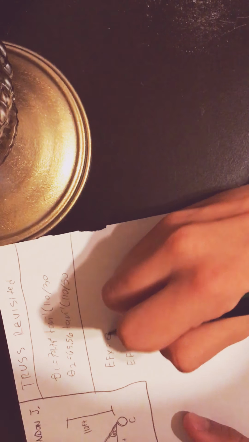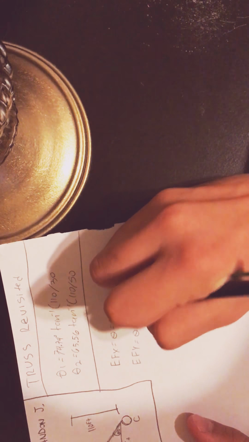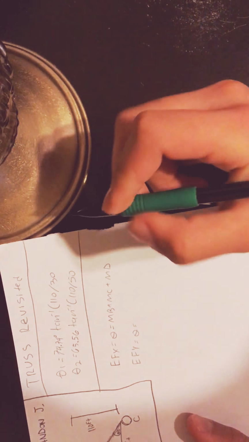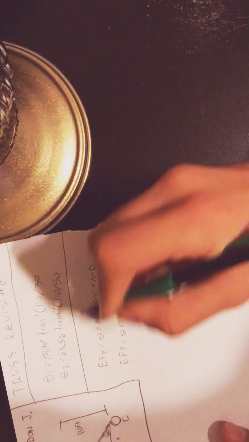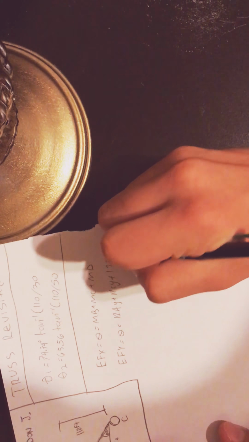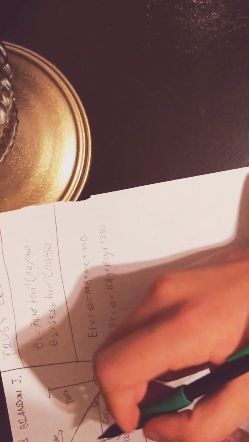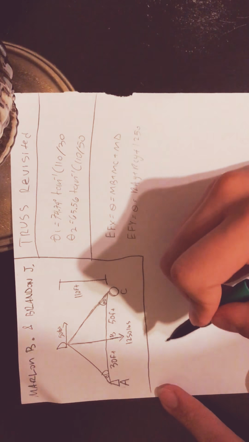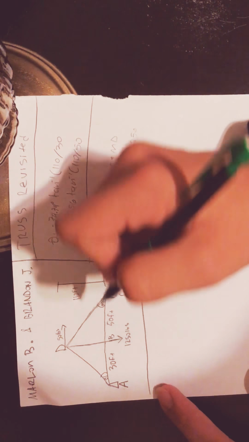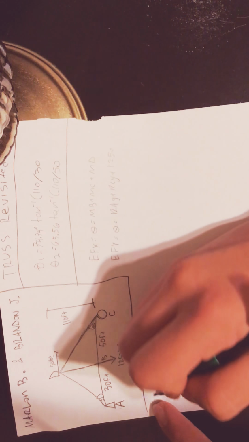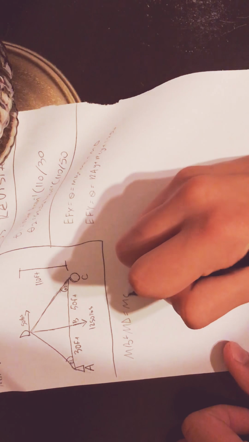Our EFX and EFY are always going to equal 0 because they cancel each other out. So we're going to do MB plus MC plus MD, and we're going to do Ray plus Ricky plus our little downwards force, which is 1250. First I'm going to solve for my EFX. We're going to find out if my angles are clockwise or counterclockwise. B is going clockwise, D is going clockwise, and C is going counterclockwise. So we're going to do MB plus MD equals MC.